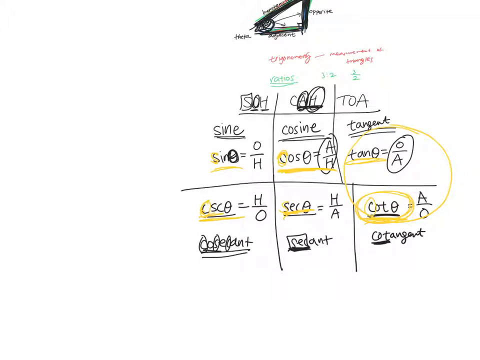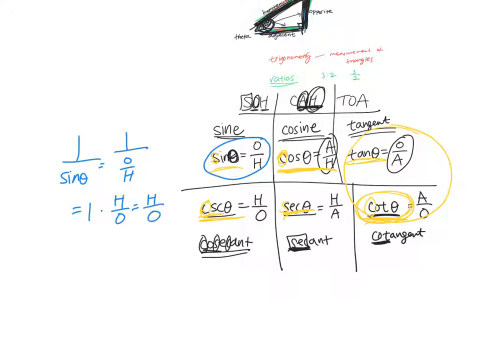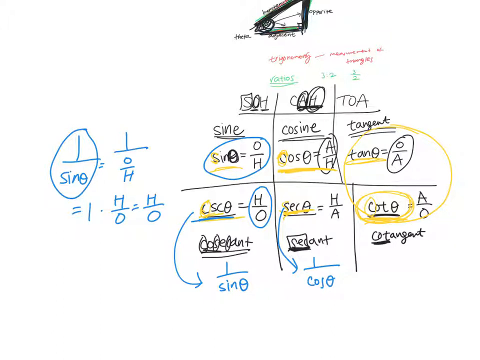Here's another thing I want you to notice that will come into play in the future. Notice that sine theta is opposite over hypotenuse. What if I put 1 over sine theta? That would be 1 over opposite over hypotenuse, which is 1 times the reciprocal. So you get hypotenuse over opposite. So 1 over sine theta is equal to cosecant theta. Secant theta is equal to 1 over cosine theta, and cotangent theta is equivalent to 1 over tangent theta. If you put 1 over something, it gives you the reciprocal.